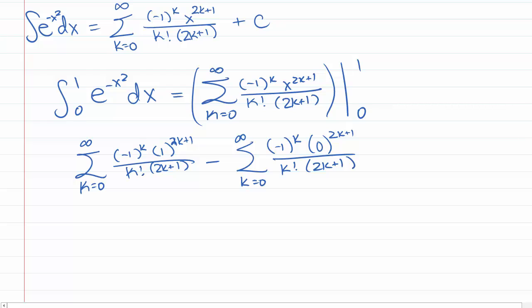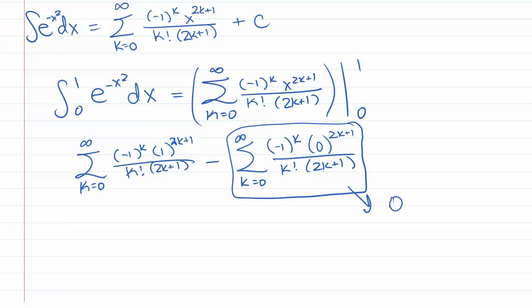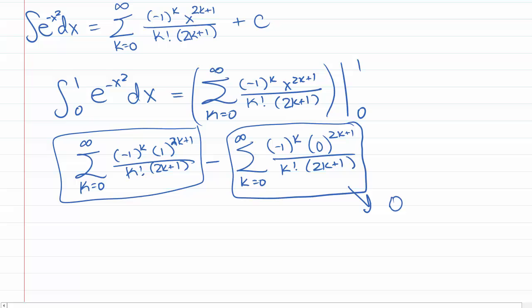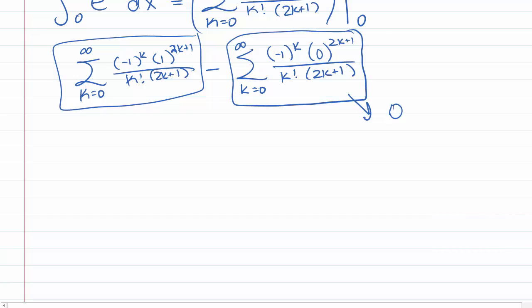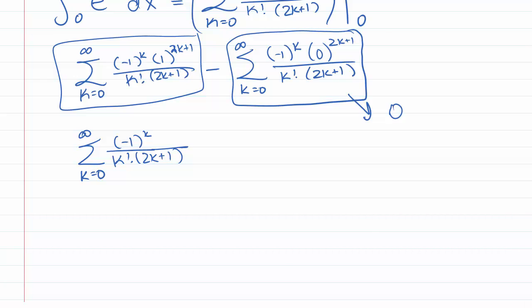Now notice that in this term, every single term is multiplied by 0. Even when k is 0, we have 0 to the first power. So every single term in here is equal to 0. And the sum of 0, 0, 0, 0 is going to be 0. So we're left with just figuring out what this sum is. Well, note that no matter what power we raise 1 to, we get 1. This sum just becomes the sum k goes from 0 to infinity, negative 1 to the k over k factorial 2k plus 1. And we want to figure out what that number is to within 10 to the negative sixth.